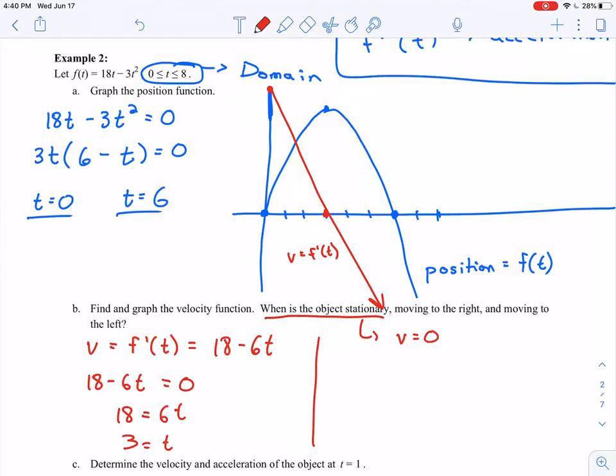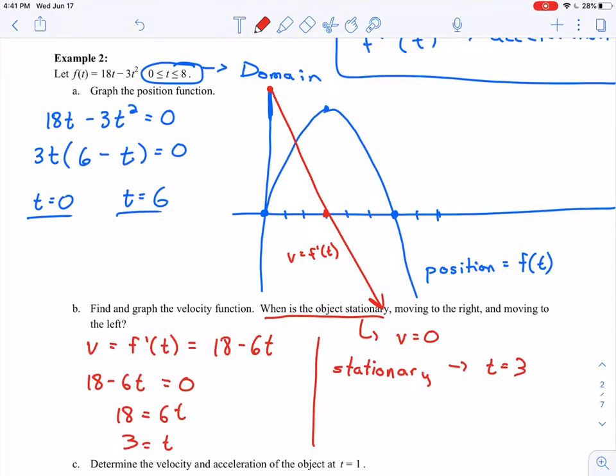So now, when is the object stationary? When is it moving to the right? When is it moving to the left? So let's talk about when it is stationary. It's stationary when the velocity is 0. That's what we said. We said when the velocity is equal to 0. Well, the velocity is 0 when t equals 3. So at this point right here, at t equals 3, that's when my object is stationary, at t equals 3 seconds.